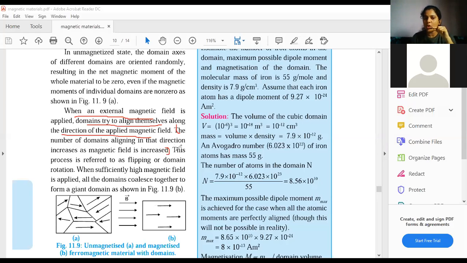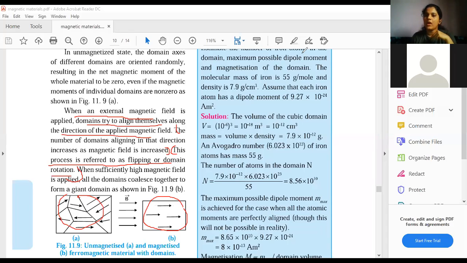You all can mark this point. This process is referred to as flipping or domain rotation. You can see all the magnetic dipole moments have now been aligned to the direction of the external magnetic field. Basically, they have been rotated to one direction, so they have just given a terminology to it called domain rotation.